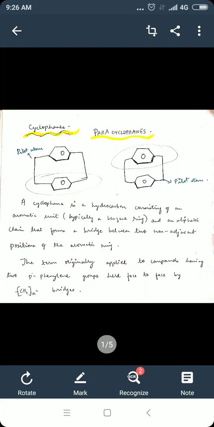Hi students, today we will learn about paracyclophanes. A cyclophane is a hydrocarbon consisting of an aromatic unit, typically a benzene ring, and an aliphatic chain that forms a bridge between two non-adjacent positions of the aromatic ring. The term originally applied to compounds having two para-phenylene groups held face-to-face by methylene bridges.